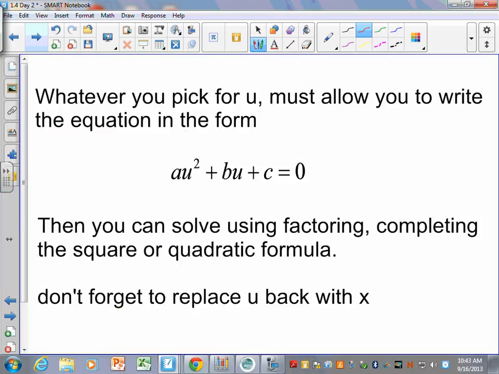Oh, wait, I kind of did this already, so I don't know if you need to write this down or not, but we just talked about this, right? Whatever we pick for u has to fit like this. Solve by factoring, completing the square or quadratic formula, and then replace u back with x. That's what we just did. Do you want to write that down? I'll be quiet a minute if you do. Or maybe I'll double page it for the next, just to get to that.